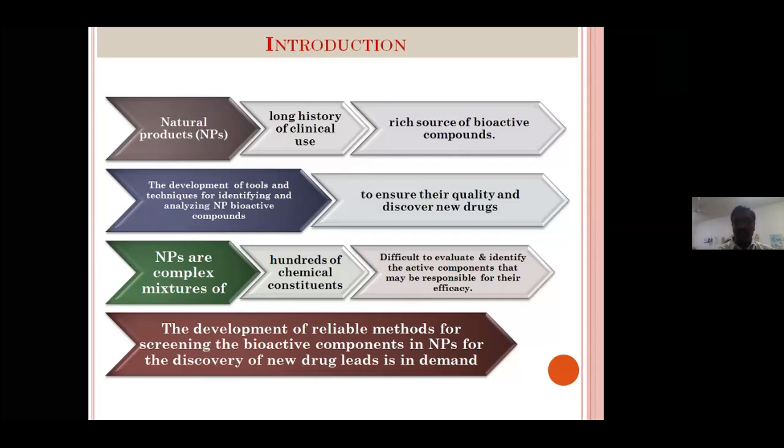That is the reason a single active constituent may not be effective. Multiple active constituents may be responsible for the efficacy. In order to have a particular efficacy and a responsible pharmacological action, we should have a proper method or proper tool to identify the particular bioactive compounds. If you have a tool and techniques, that will definitely help you discover new drugs, which is highly in demand in the research going on at present.